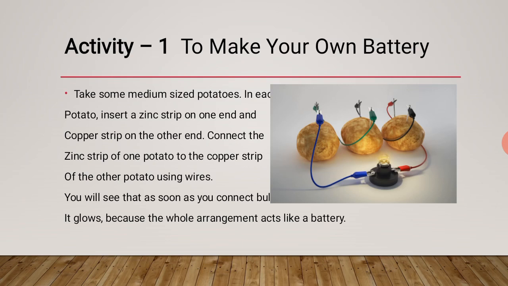This is because the whole arrangement acts like a circuit and the potato acts as a battery. Potato has chemicals, so it produces electricity. See the diagrams, guys. I have shown the diagram of how to connect the zinc strip and copper strip between the potatoes and bulb. When we connect the copper strip and zinc strip with the help of connecting wires to a bulb, the bulb glows. This is the activity to make our own battery.